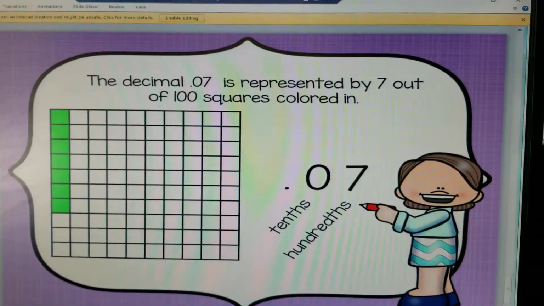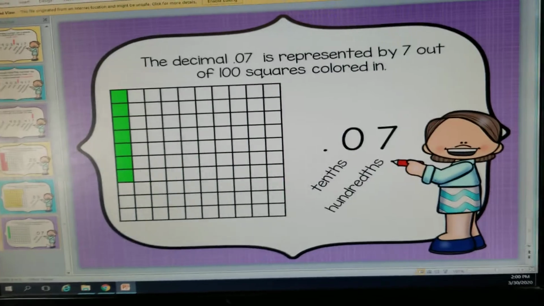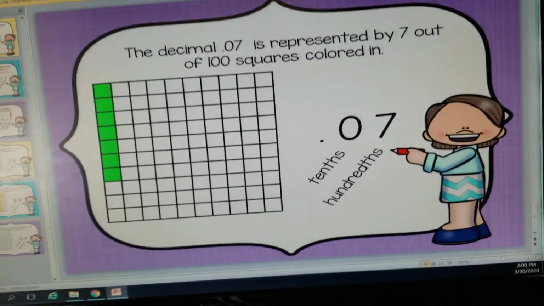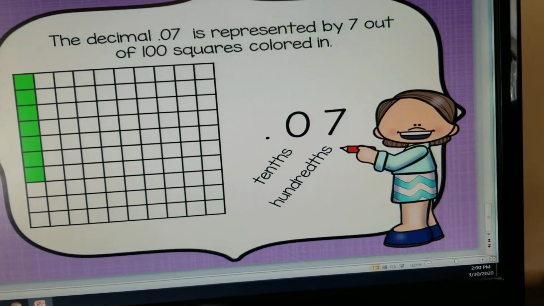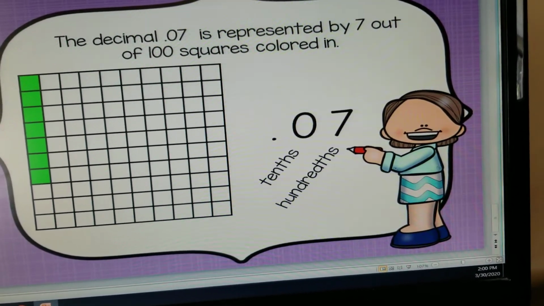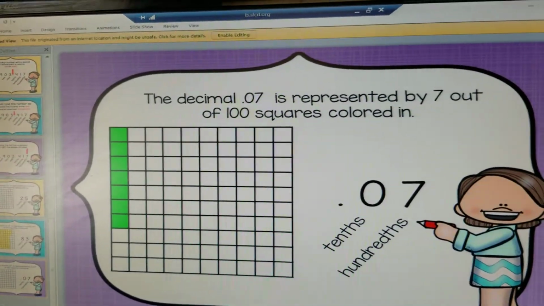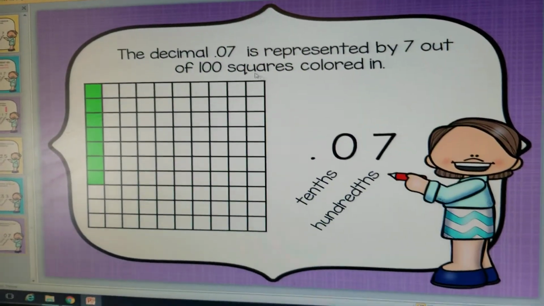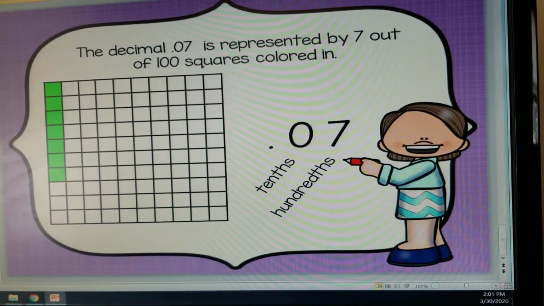We have to make sure that we understand the difference between the standard form and the word form when we're reading decimals, because that's what you're going to be doing. You're going to be looking at the standard form and the word form, and you're going to have to draw a line to match the word form and the standard form.